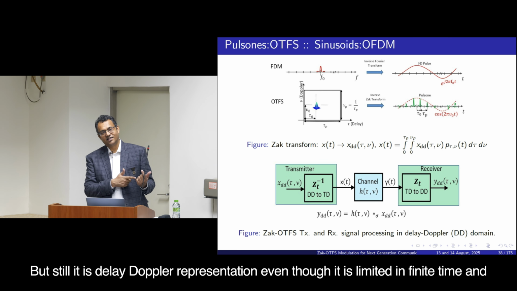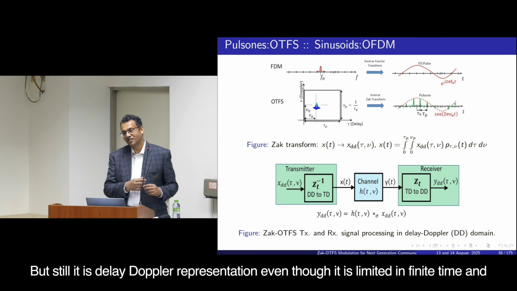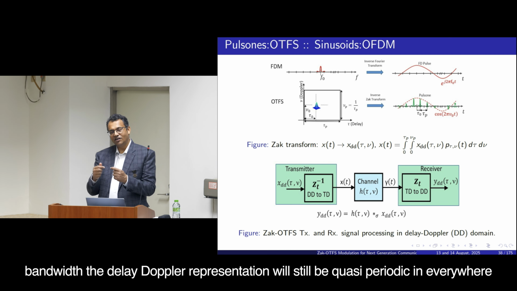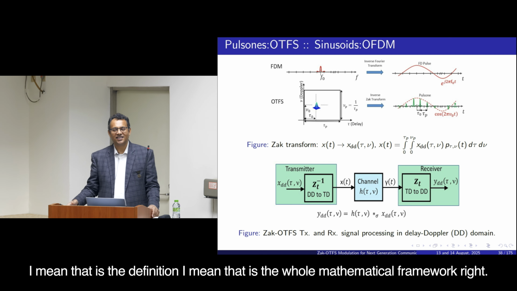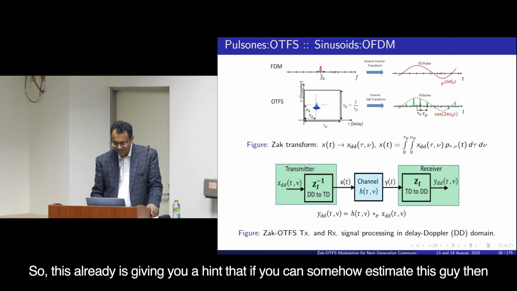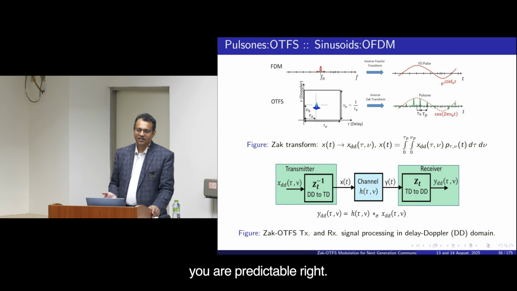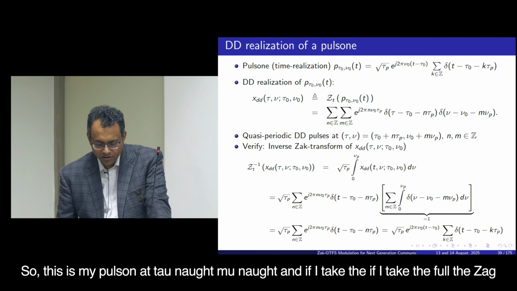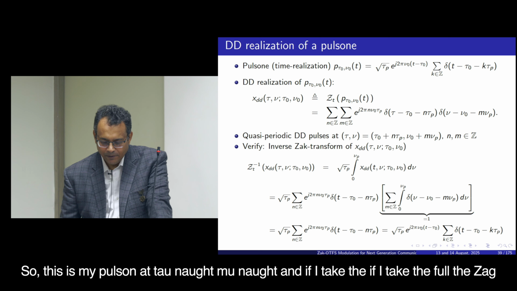But still, its delay Doppler representation, even though it is limited in finite time and bandwidth, will still be quasi-periodic everywhere. I mean, that's the whole mathematical framework, right? See, this already gives you a hint that if you can somehow estimate this, then you are predictable, right? So this is my pulson at tau naught, nu naught, okay?